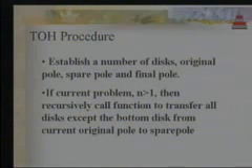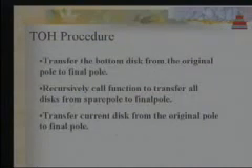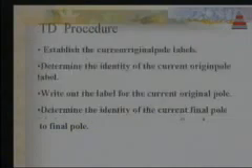And your algorithm therefore says: if the current problem is n greater than 1, then recursively you call the function to transfer all disks except the bottom disk from the current original pole to the spare pole. Then you transfer the bottom disk from the original pole to the final pole, and then you recursively again call the function to transfer all disks from the spare pole to the final pole. And then, of course, finally you transfer the current disk from the original pole to the final pole.